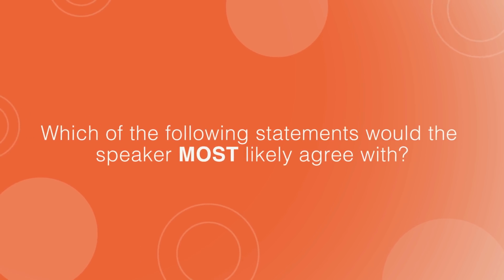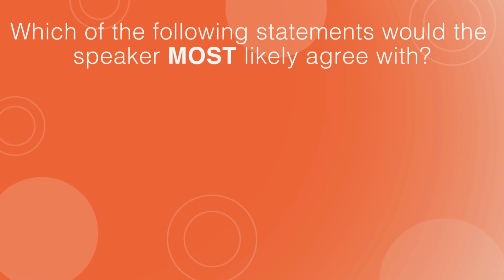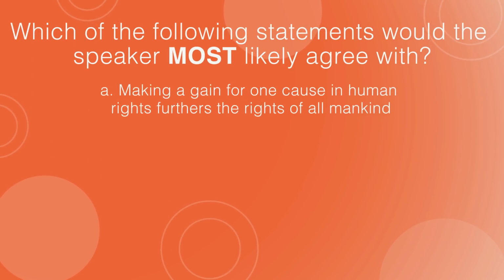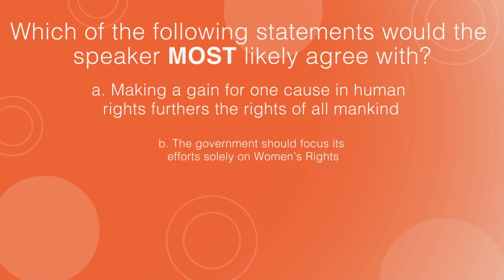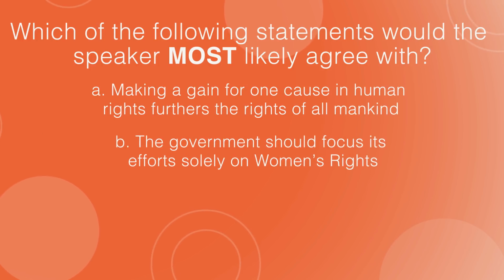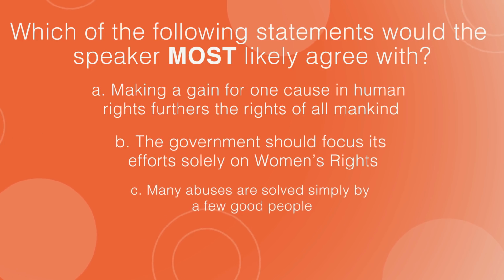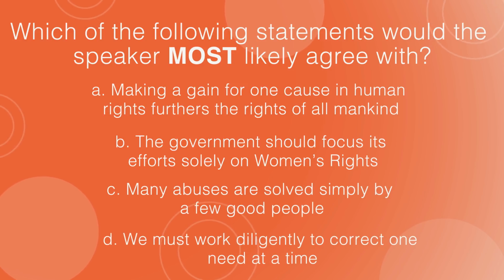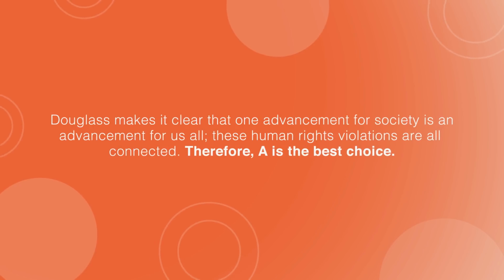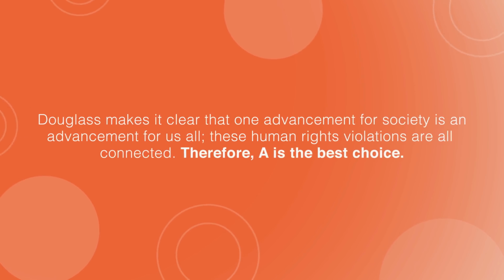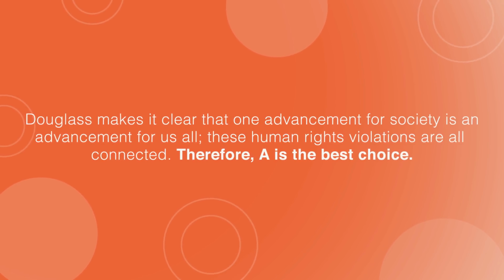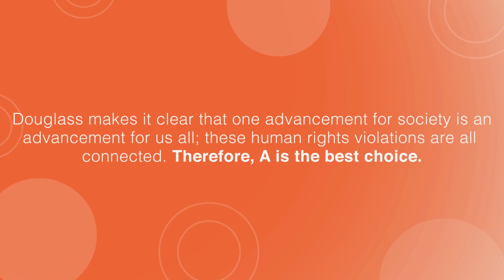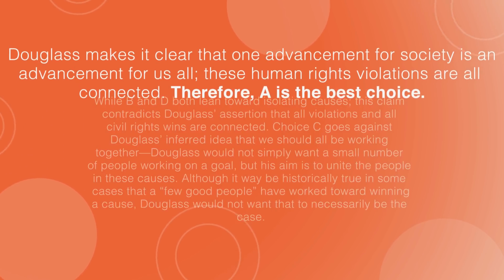Which of the following statements would the speaker most likely agree with? A: Making a gain for one cause in human rights furthers the rights of all mankind. B: The government should focus its efforts solely on women's rights. C: Many abuses are simply solved by a few good people. D: We must work diligently to correct one need at a time. So which one's the right answer? Douglass makes it clear that one advancement for society is an advancement for all of us. These human rights violations are all connected. Therefore, A is the best choice.